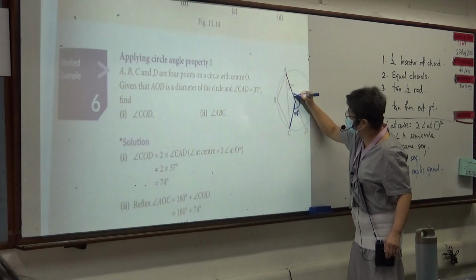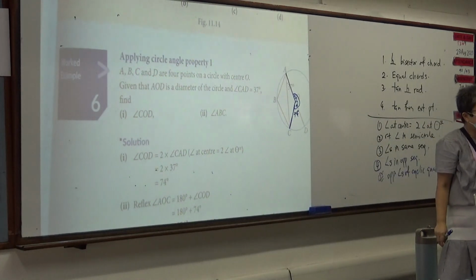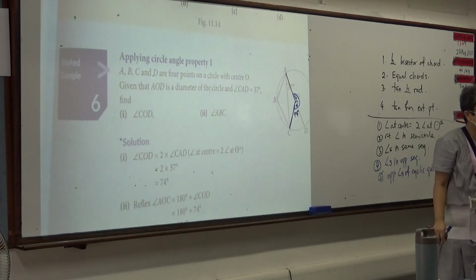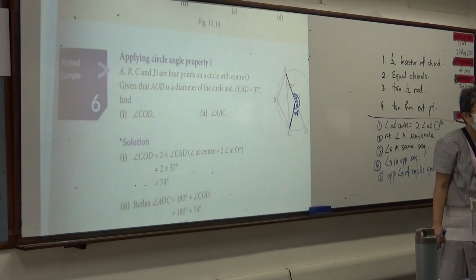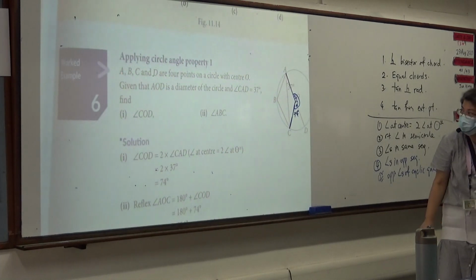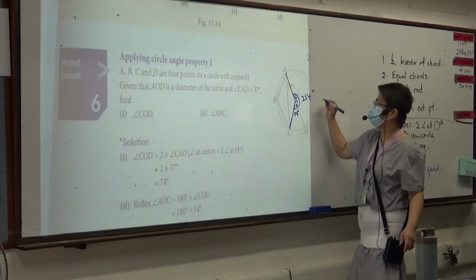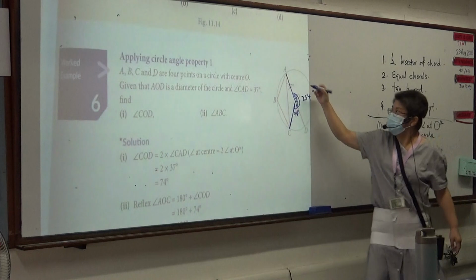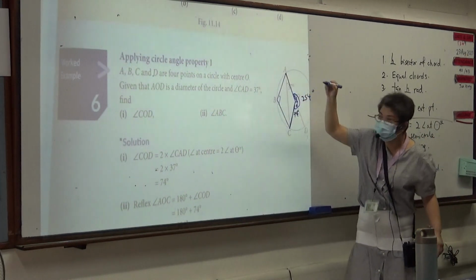How much is this angle that I shaped? 180 plus 74. So much? What? 180 plus 74. 254. Good. This is where I want to tell you. Can you see this is the angle at the center? This one is the angle at the circumference.